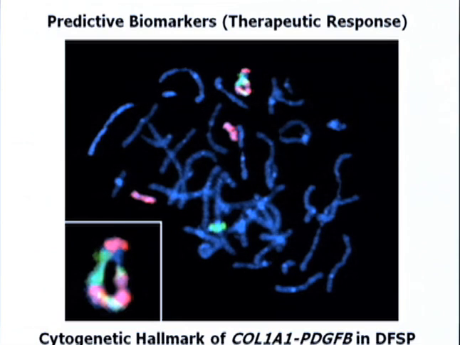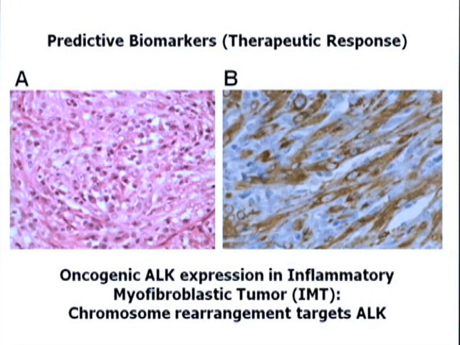Then you get autocrine paracrine activation of PDGF receptor beta. That's an imatinib target, not quite as good a target as those mutant forms of KIT, but a good enough target that one sees clinical responses in DFSP. And then a more recently reported one: this is an inflammatory myofibroblastic tumor, typical of the ones that one sees in kids and younger adults, that have ALK expression.